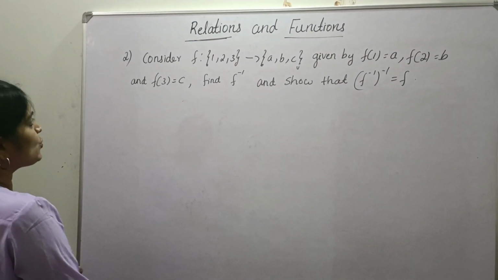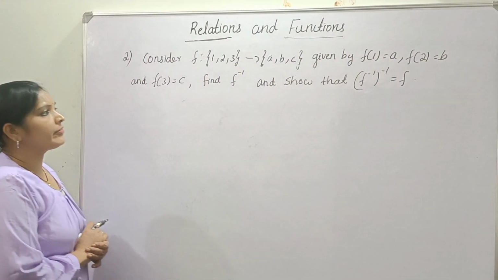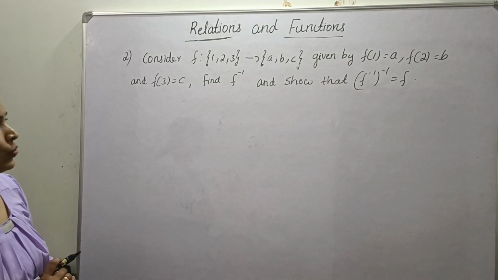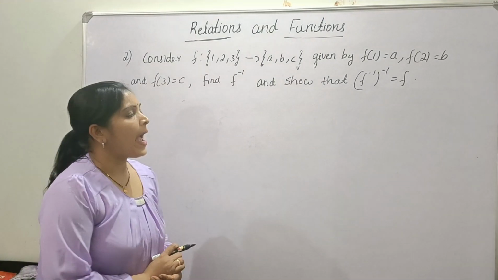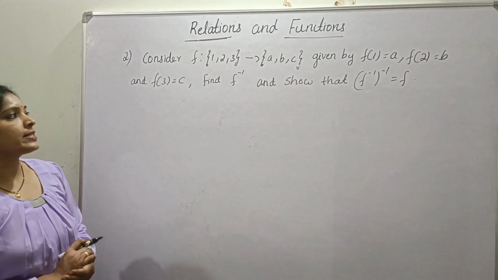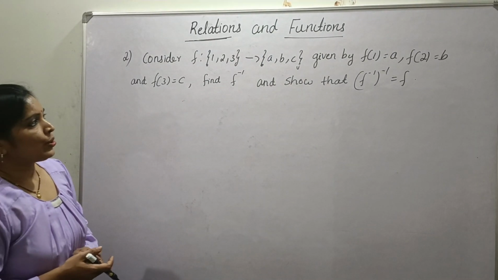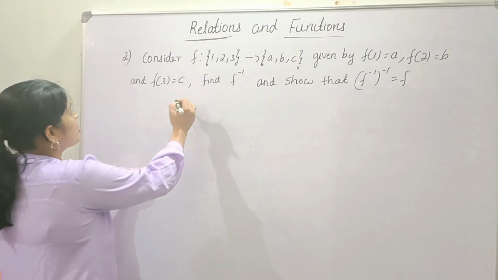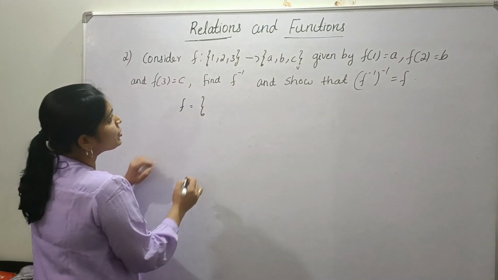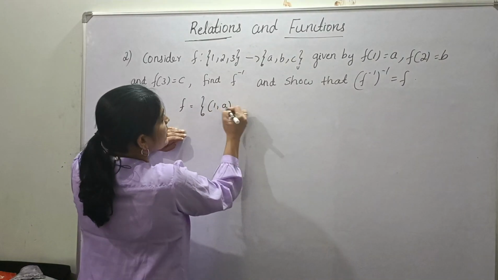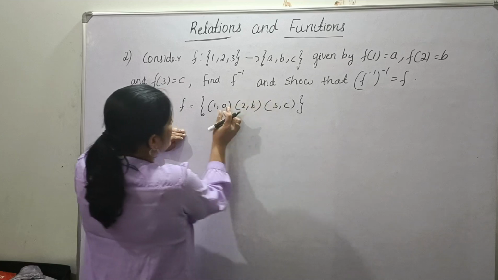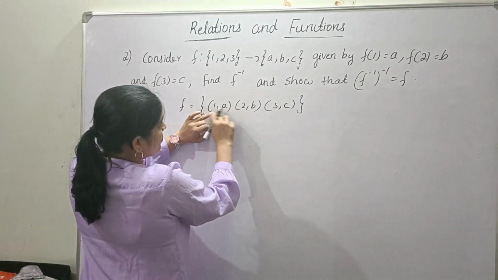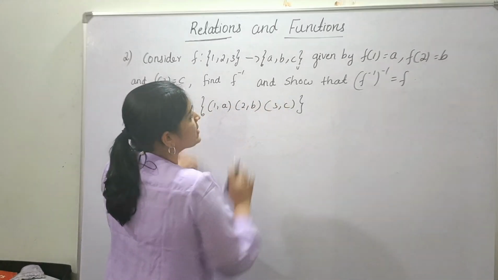Consider f from set {1, 2, 3} to set {A, B, C} given by f(1) = A, f(2) = B and f(3) = C. Find f inverse and show that (f inverse) inverse is equal to f. So here first of all let us write the function f defined by (1,A), (2,B), (3,C). That is, the image of 1 is A, image of 2 is B, image of 3 is C.